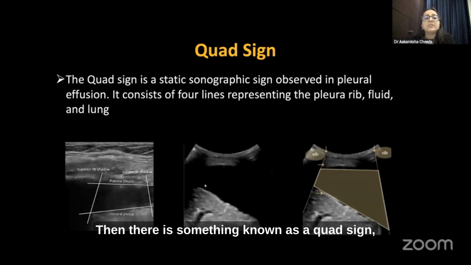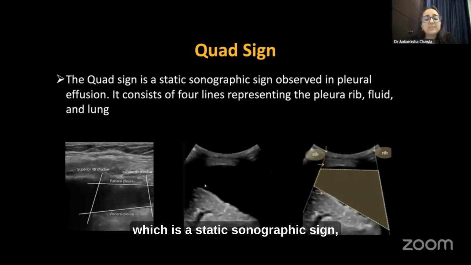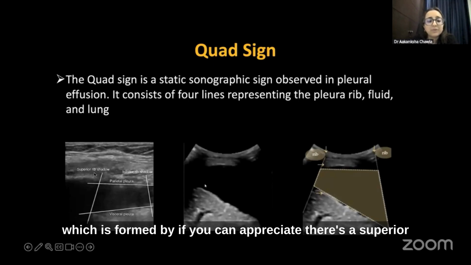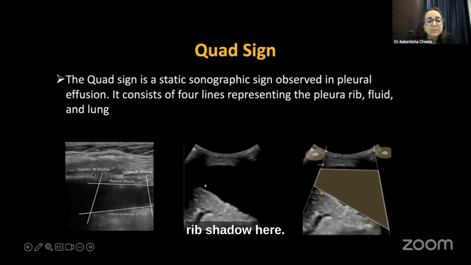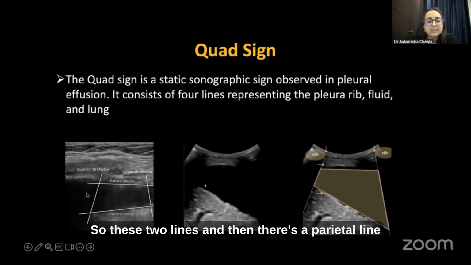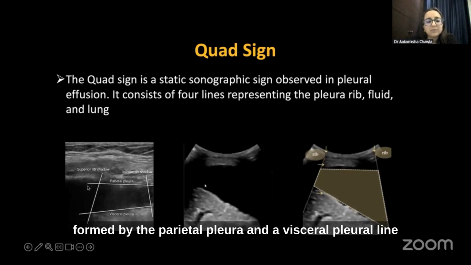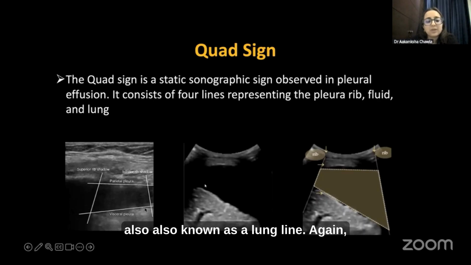Then there is something known as a quad sign, which is a static sonographic sign, which is formed by, if you can appreciate, a superior rib shadow here and an inferior rib shadow here. So these two lines, and then there's a parietal line formed by the parietal pleura and a visceral pleural line, also known as a lung line. Again, you see there's pleural fluid in between this space. This forms a quad. So this is a quadrant, right? 4 lines.